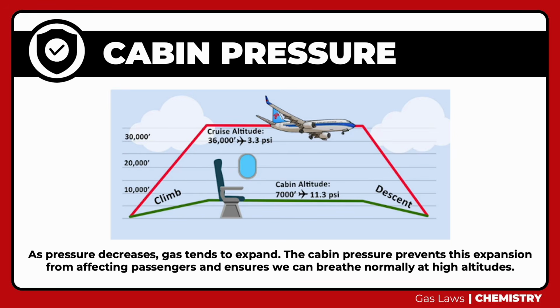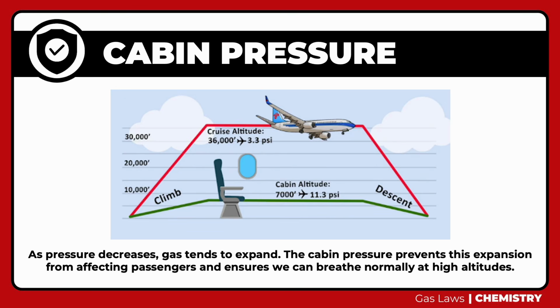By pressurizing the cabin, airlines maintain a safe and comfortable pressure similar to what we experience at lower altitudes. This is a perfect example of Boyle's law in action. As pressure decreases, gas tends to expand. The cabin pressure prevents this expansion from affecting passengers and ensures we can breathe normally at high altitude.